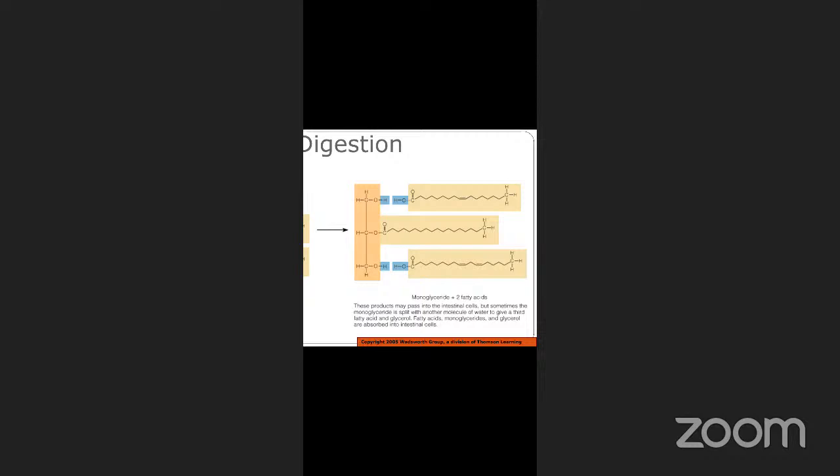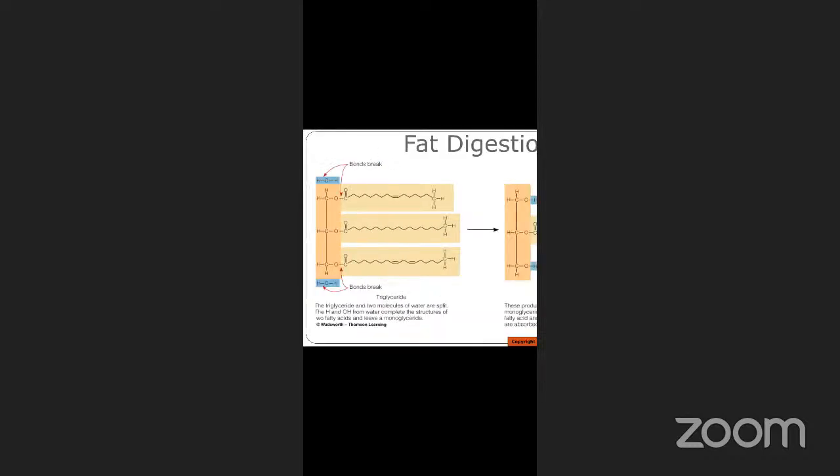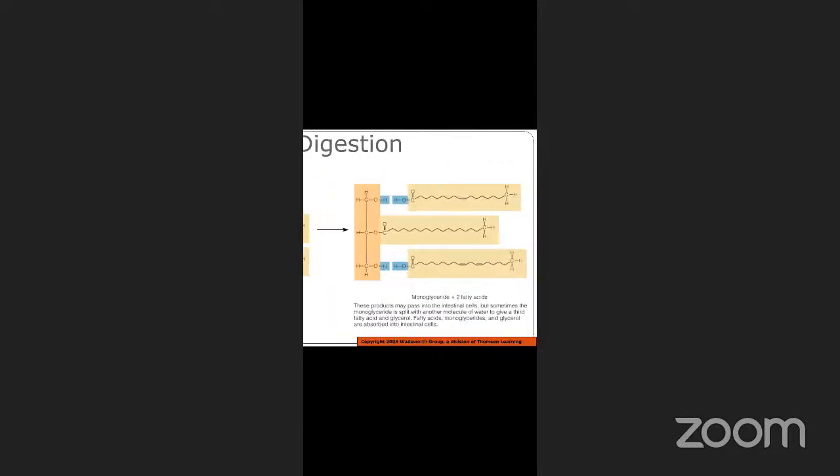First, I will just tell you here. The triglycerides and two molecules of water are split, and now you are left with the monoglyceride. This monoglyceride along with two fatty acids enters into the intestinal cell. Sometimes even the monoglyceride is also split by a third water molecule. Then you will have three fatty acid chains and one glycerol molecule, right? All these fatty acids, monoglycerides and glycerols will be absorbed in the intestinal cells.